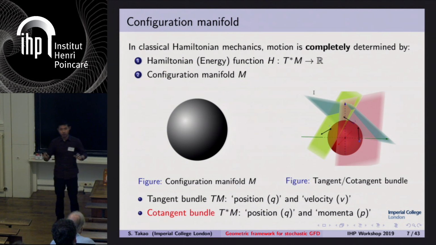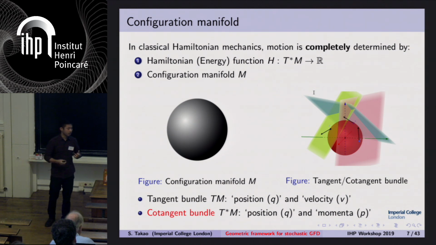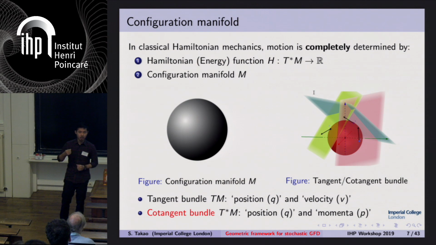And then there's a dual notion of the tangent space called the cotangent bundle, which physically is a space of all the positions and momenta. So in Hamiltonian mechanics, the cotangent bundle is a natural phase space. The Hamiltonian is a function on the cotangent bundle. I'm not going to talk about the details of Hamiltonian mechanics here, but all you need to know is that once you have a configuration manifold and a Hamiltonian defined on the cotangent bundle, you can derive equations of motion from this.